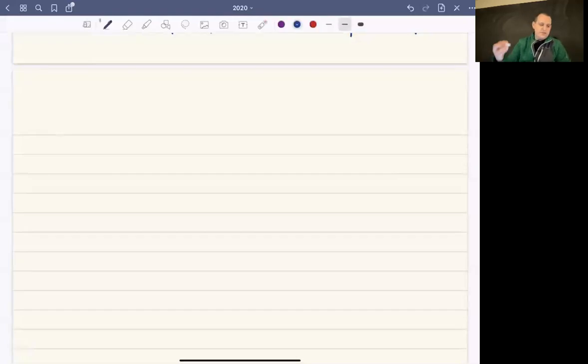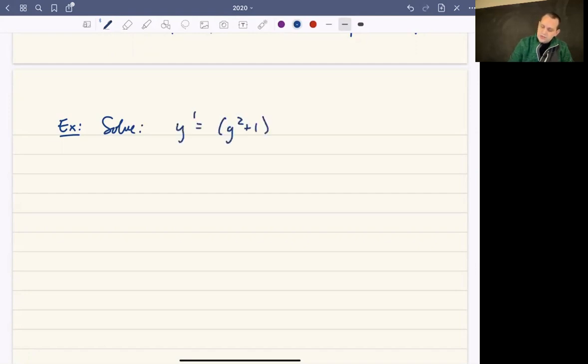Our final example of just an abstract separable equation is, let's solve the following. Let's solve y prime is equal to y squared plus 1 times x squared plus 1. And let's make it an initial value problem. Here we want y of 0 to be 1.